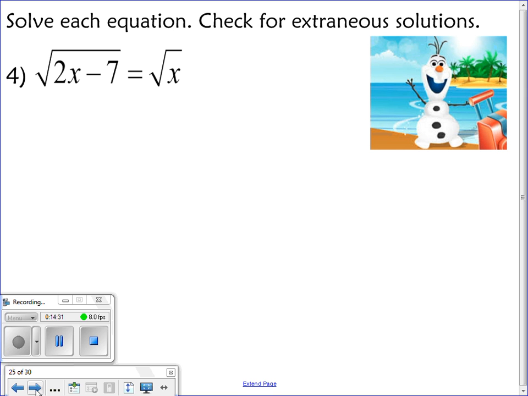So, is my radical by itself? Yeah, right? They're both by themselves. So what do you think I should do? Square it. Right? Whatever I do to one side, I do to the other side. That's legal in math, as long as I'm fair and I'm balanced. So what happens to my radicals? They both go away. And all I have is 2x minus 7 equals x.